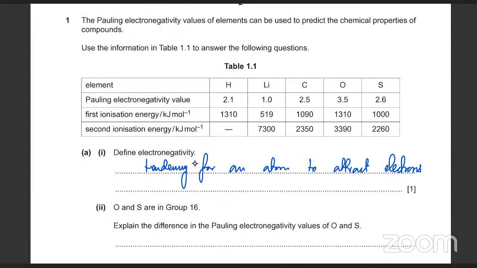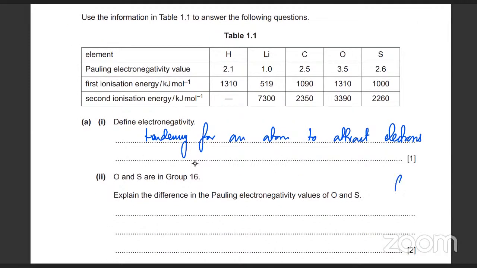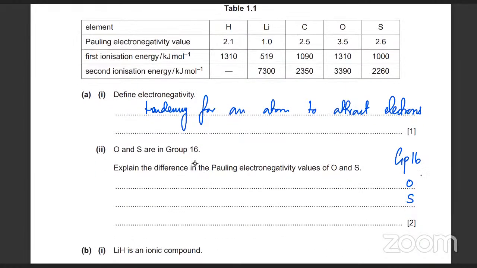O and S are in group 16. Explain the difference in the Pauling electronegativity values of O and S. So in the periodic table, oxygen is in group 16. So O is over here and S is over here. Remember, down the group electronegativity decreases. That is shown over here as well. Oxygen is more electronegative. Sulfur is actually less electronegative.